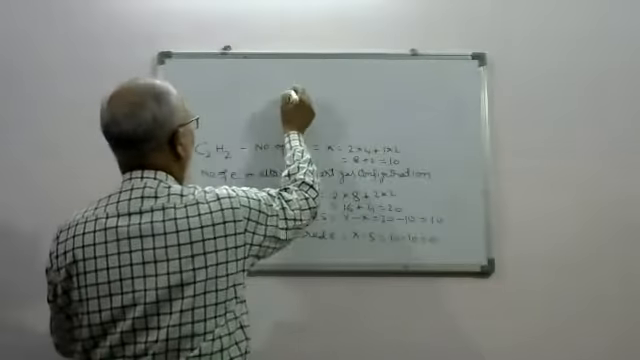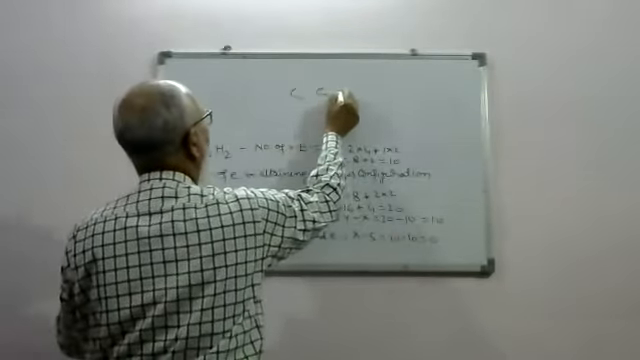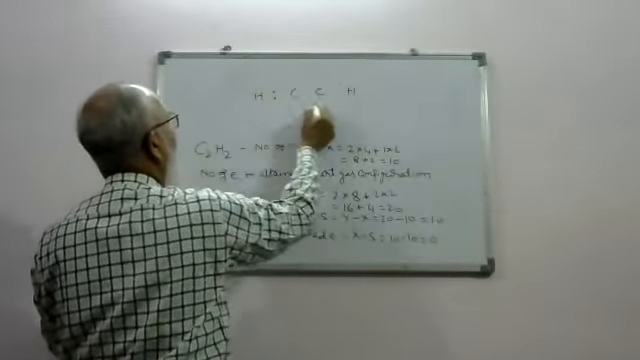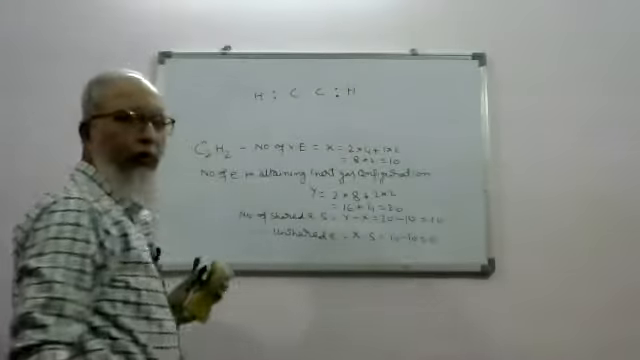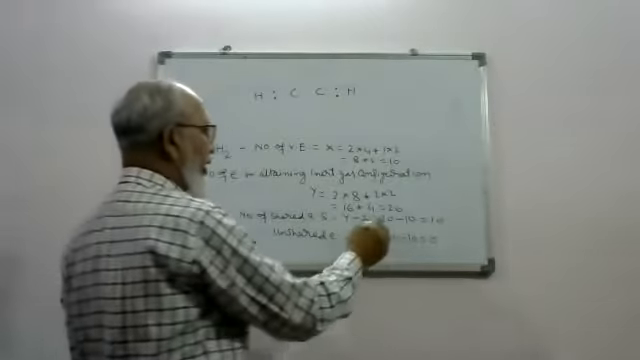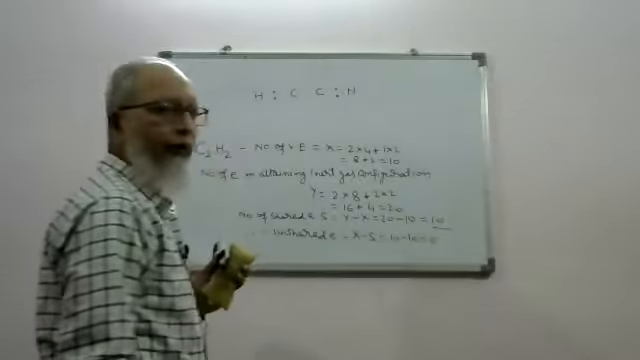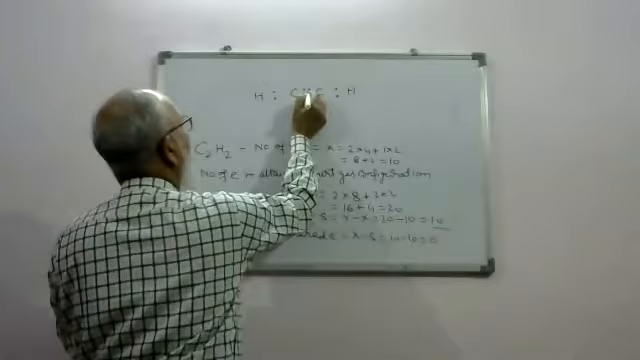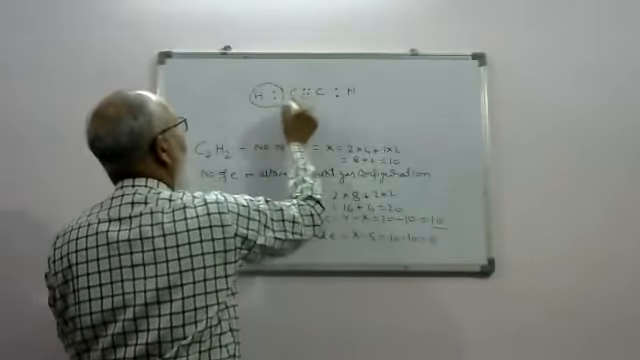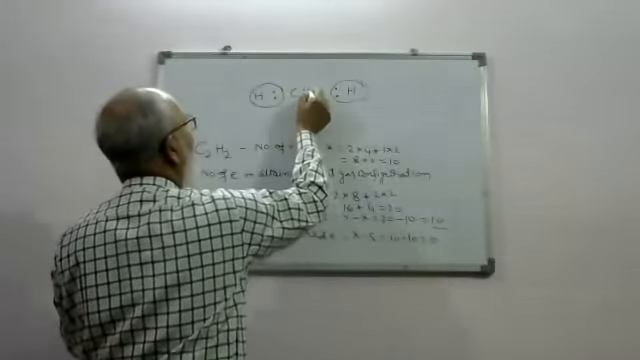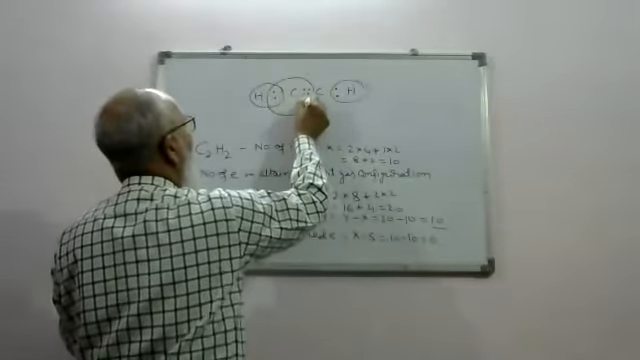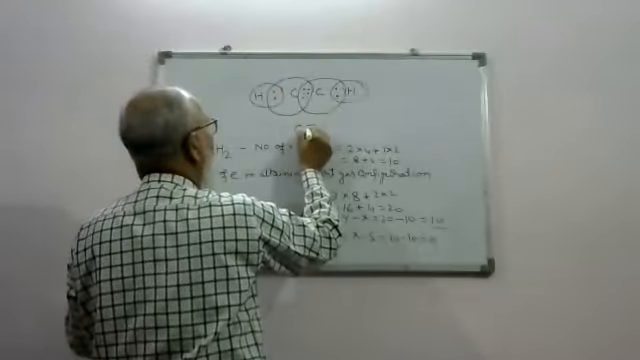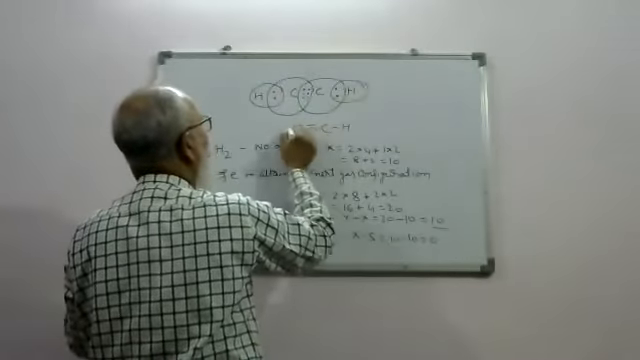Now let us draw this skeleton. In C2H2, carbon will be at the middle, H will be at the terminal position. 2 electrons are shared here, 2 electrons are shared here, 4. Total electrons to be shared are 10. Therefore, 6 more electrons means 3 pairs. This hydrogen has completed, this carbon has completed, this carbon has completed. So the structure becomes H single bond C triple bond C single bond H.